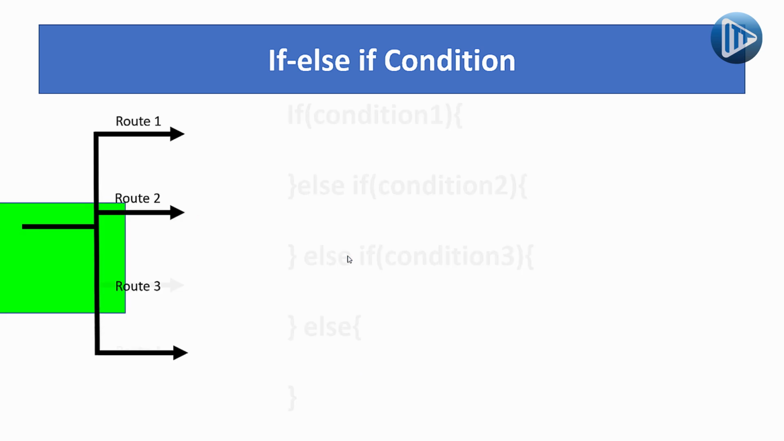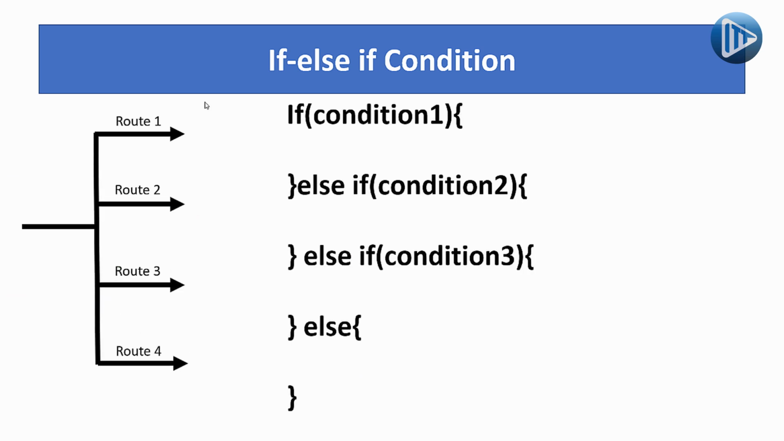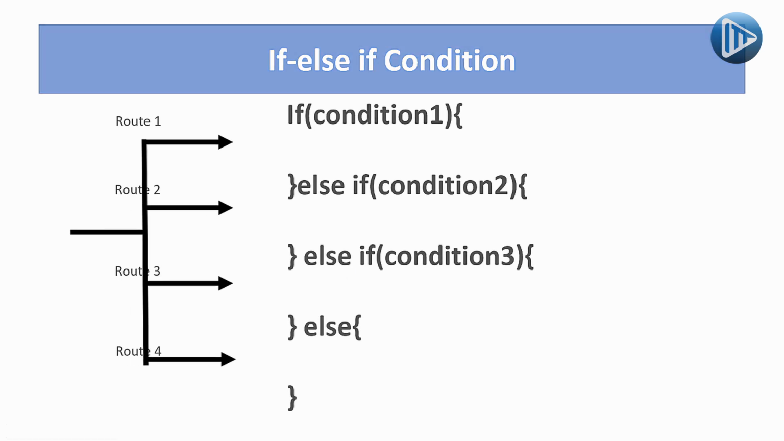And so, as we said before, the more else if we have, the more routes we can create in our program. As you can see over here, we have two else if, one else, and one if, which will create a total of 4 routes in our program. And if we increase the else if, we can have more routes in our program. So now, let's jump into an example.